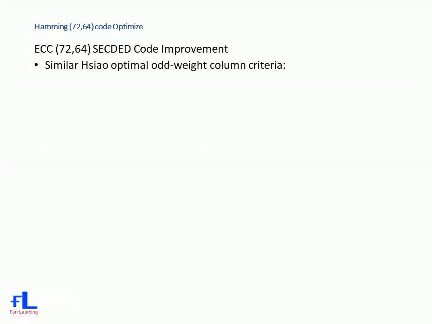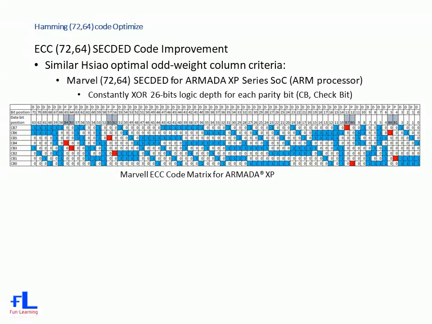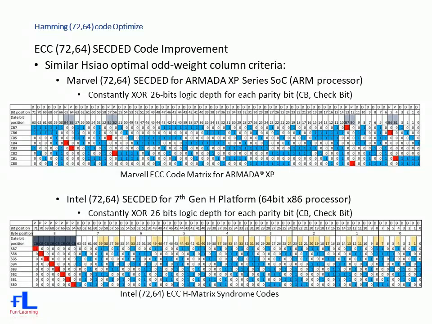Using similar Hsiao optimal odd weight column criteria, Marvell has its own 72,64 SEC-DED for the Armada XP series ARM processor. Intel also has its own 72,64 SEC-DED for the 7th Gen 64-bit x86 processor. This is the end of section 1 in ECC theories.